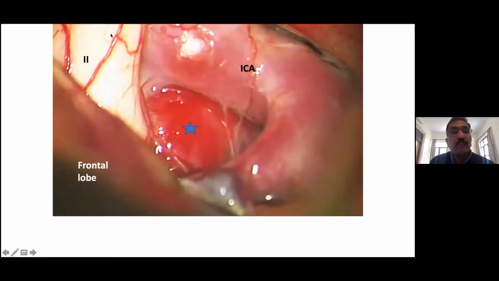Now, when you see this is the second nerve, this is the internal carotid artery, and this is this giant aneurysm with multiple perforators on it. And therefore, it becomes very difficult to reach the aneurysm till you have mobilized the optic nerve. So it's very important to mobilize the optic nerve to get to the proximal part of the aneurysm here.